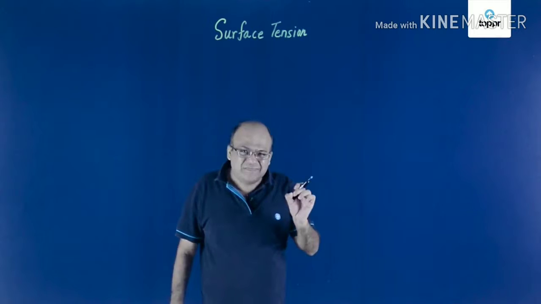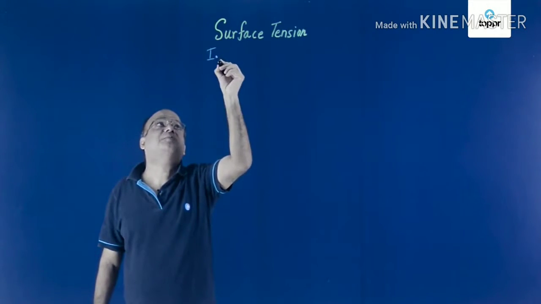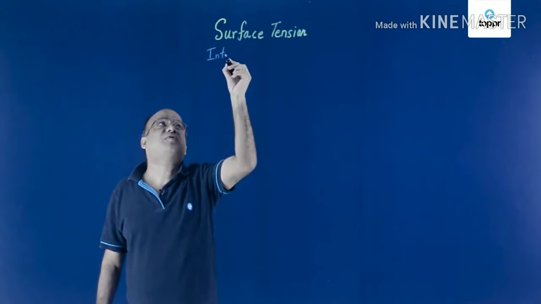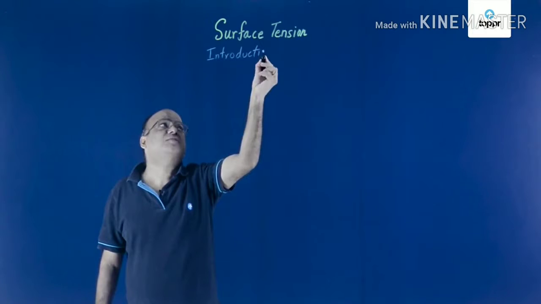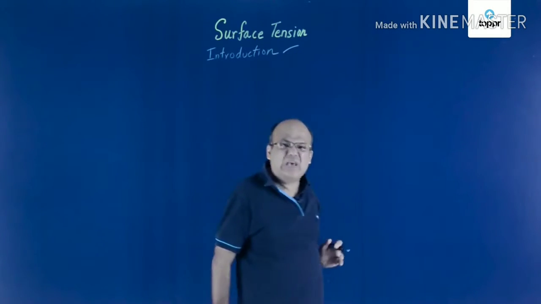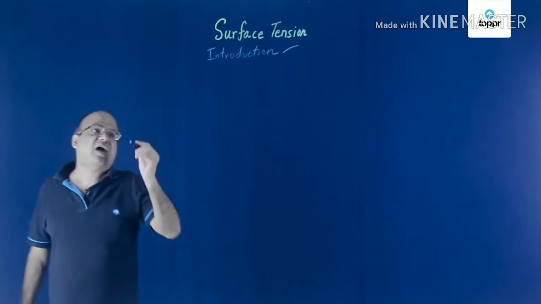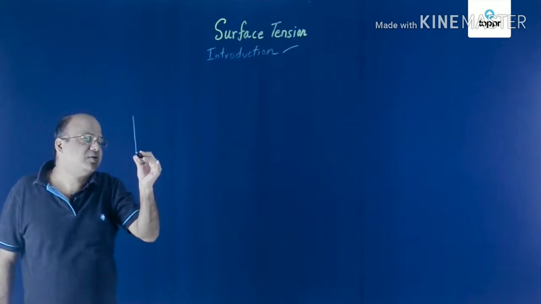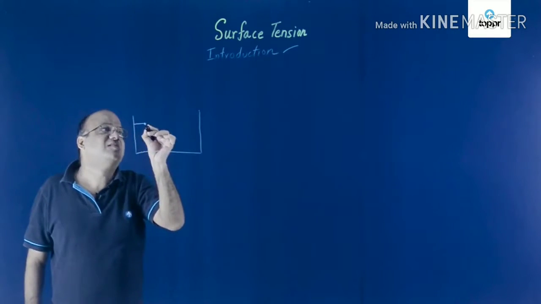In this lesson, we are going to learn about surface tension. What is surface tension? Surface tension is a property of a liquid surface. Suppose we look at a volume of a liquid. So this is some liquid.